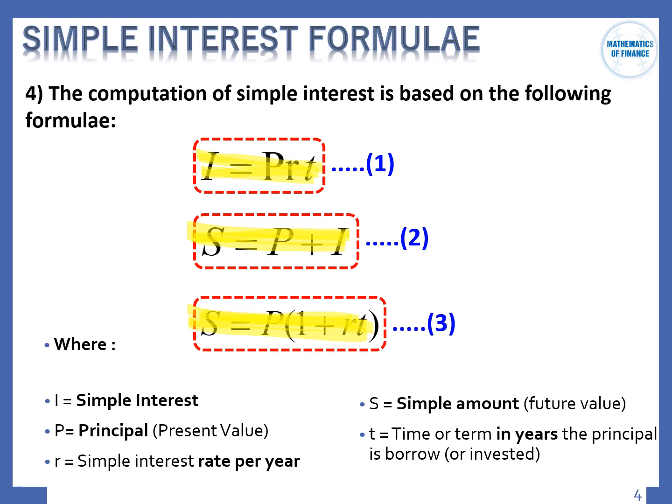I represents simple interest. P represents principal or present value. The small letter r is the simple interest rate per year. S is the amount, the simple amount. And T is time in years. The principal is borrowed or invested.